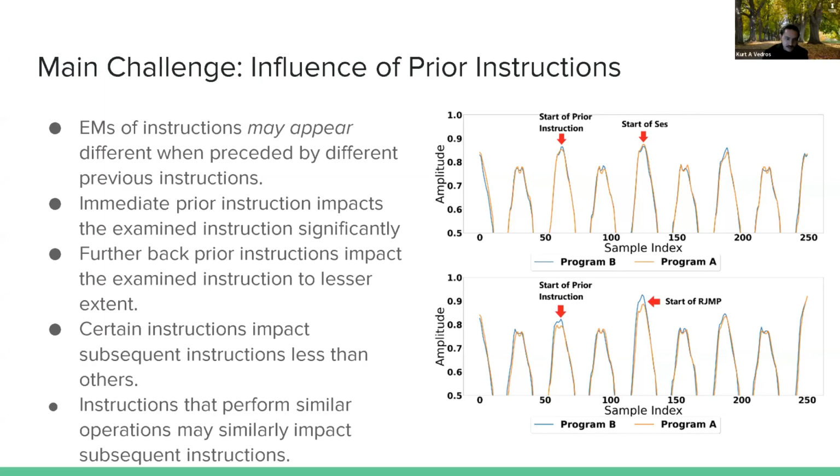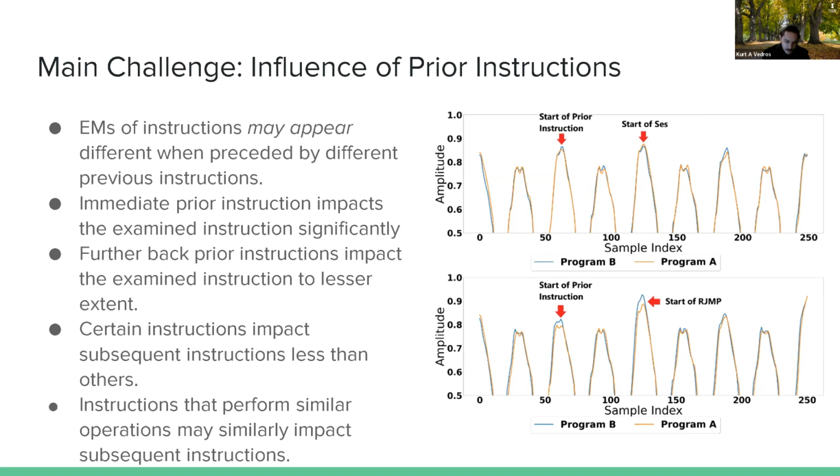Kurt, Dr. Kolias. Here on this slide, we present our findings on the prior instruction influence. To reiterate, the electromagnetic signals of instructions can appear different when preceded by different previous instructions. This can be seen in the two figures to the right. The figures overlay two different programs, which we named Program A and Program B. They also showcase the values when executing similar instructions after executing a different prior instruction.